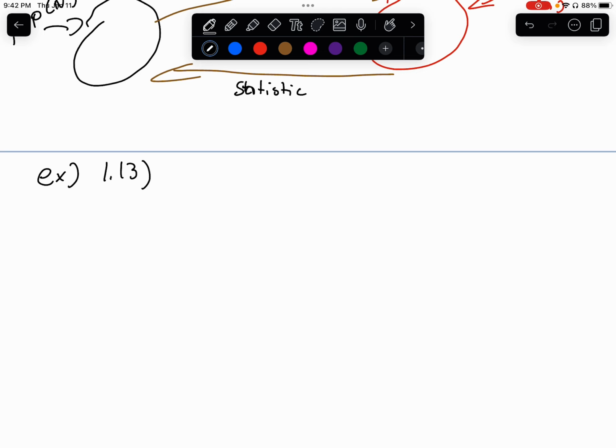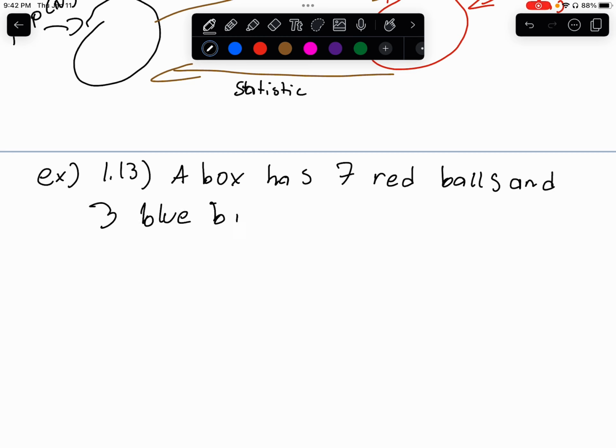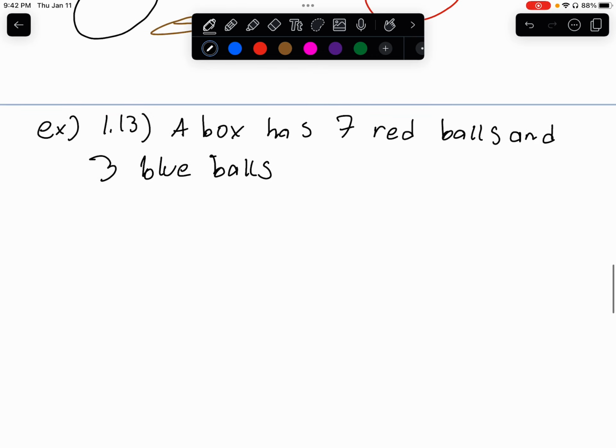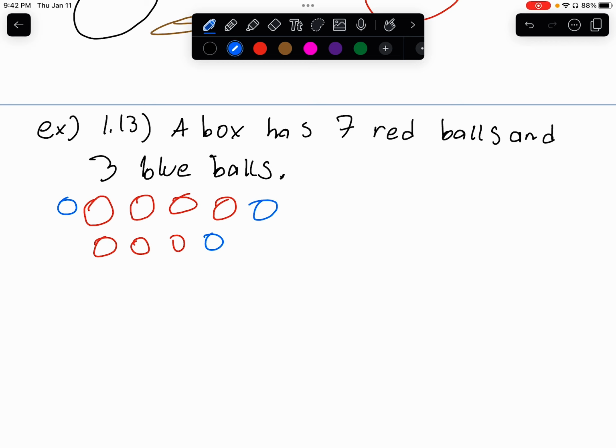Okay, so a box has 7 red balls and 3 blue balls. So I'm going to draw them out. So we have 1, 2, 3, 4, 5, 6, 7, and then 1, 2, 3. So as you do it, we have 1, 2, 3, 4, 5, 6, 7, 8, 9, 10. So imagine this is in a bag or a box. In this case, actually a box.